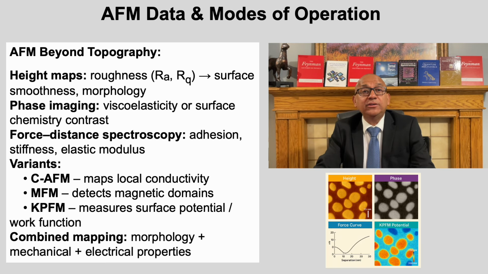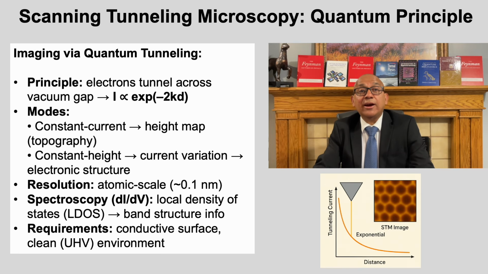By combining these data channels, AFM yields multidimensional data sets that link morphology, mechanics, and electronic behavior. For instance, mapping conductivity alongside roughness can distinguish grain boundaries from bulk grains in polycrystalline films. In this way, AFM serves as a cornerstone of quantitative nanoscale metrology, bridging imaging with local property measurement across disciplines.